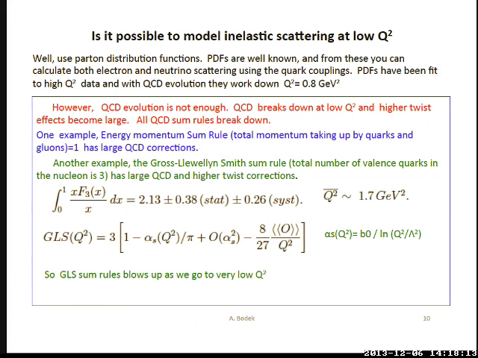All right. Is it really possible to model inelastic scattering at low Q-square? Well, people say, well, just use parton distribution functions. PDFs are well known. We have several PDF groups, GRV, MRST, CTEQ. And from there, you can calculate both electron and neutrino scattering using the quark couplings. And the PDFs have been fit to high Q-square data.